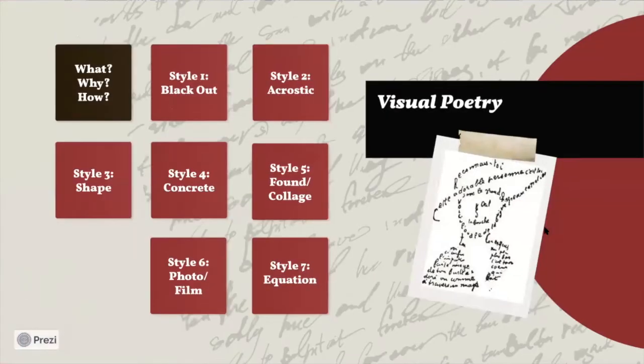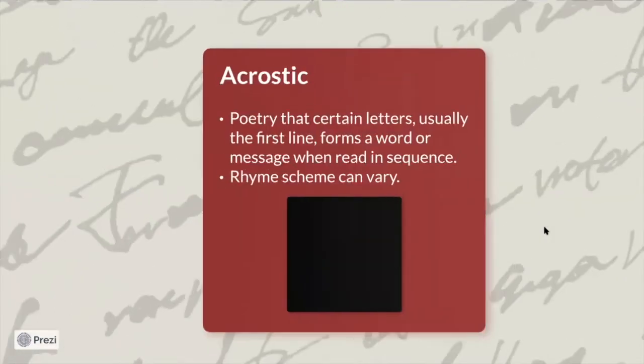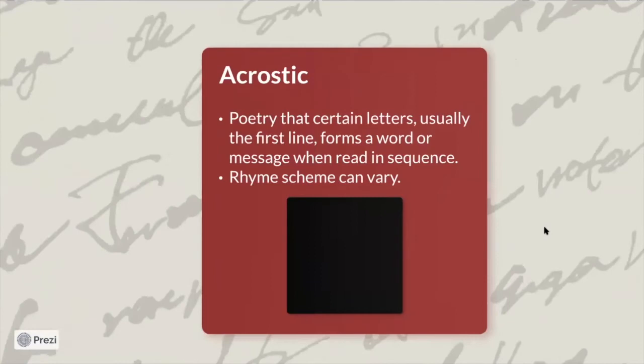The next style of visual poetry we're going to take a look at is an acrostic. Now, you probably know what an acrostic is, maybe from elementary school, but basically, certain letters, usually the ones on the left-hand side, form a message when read together. Most acrostics have rhymes, but the rhyme scheme can vary.